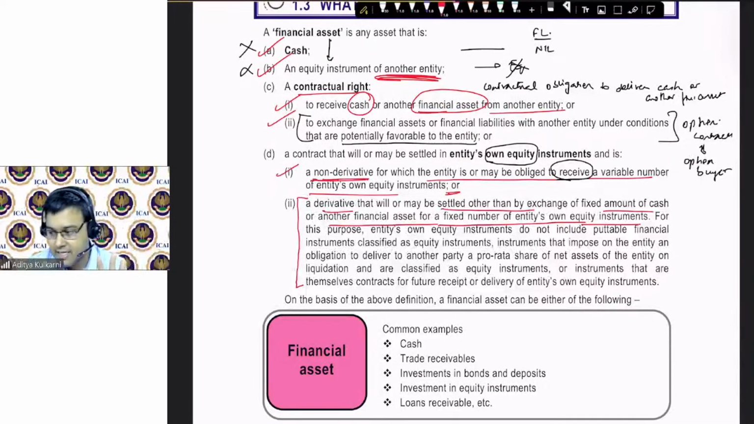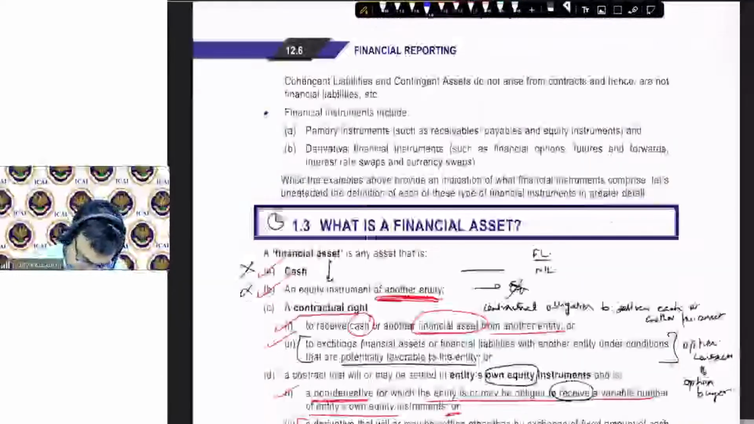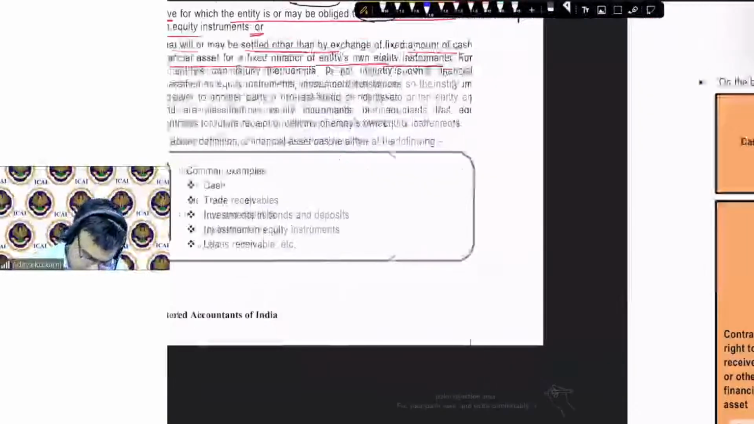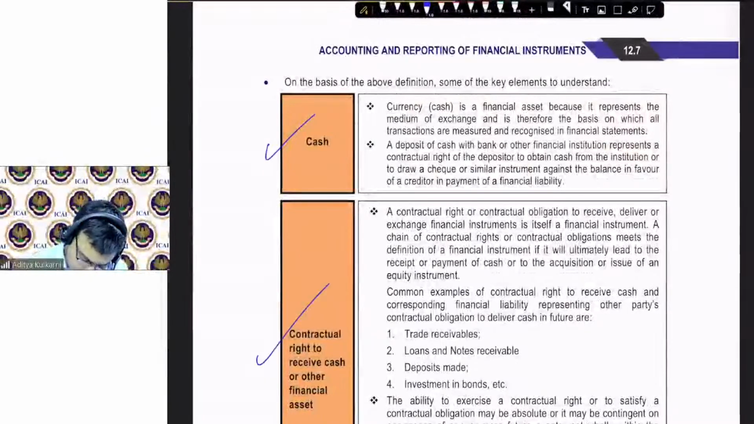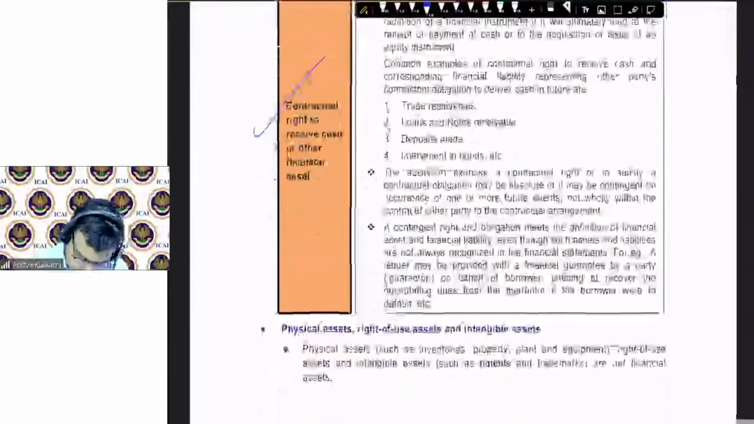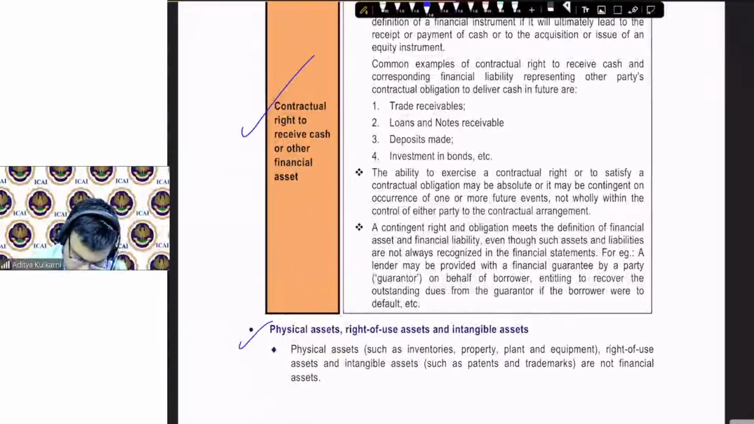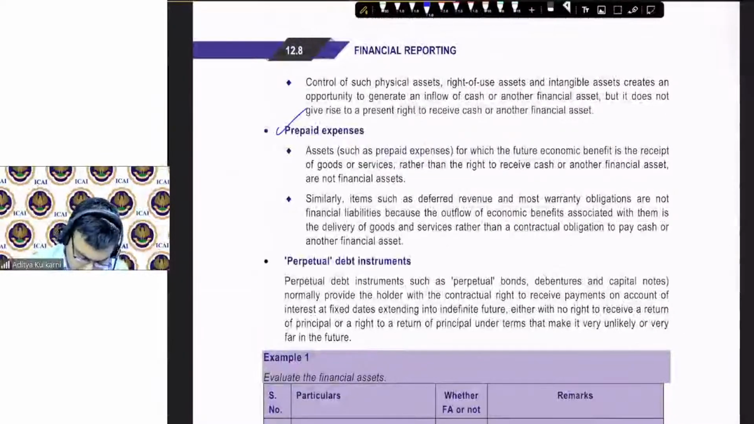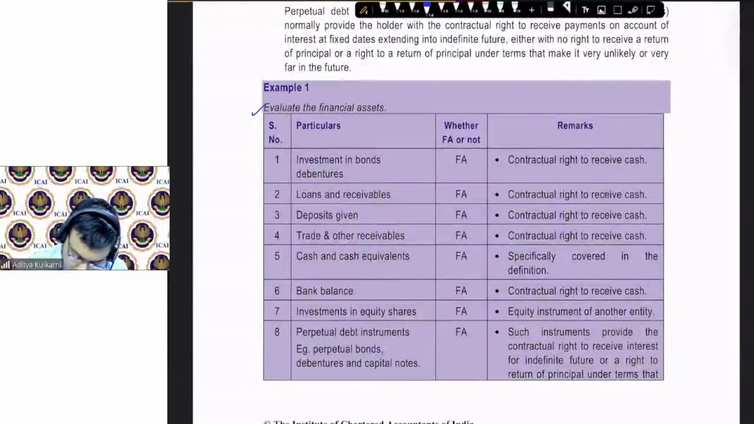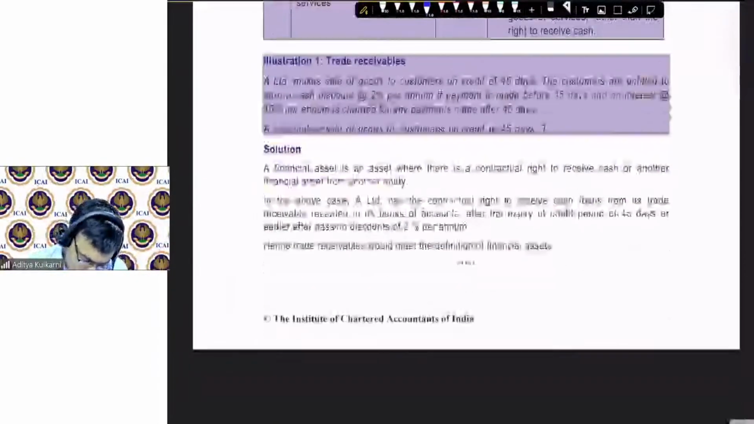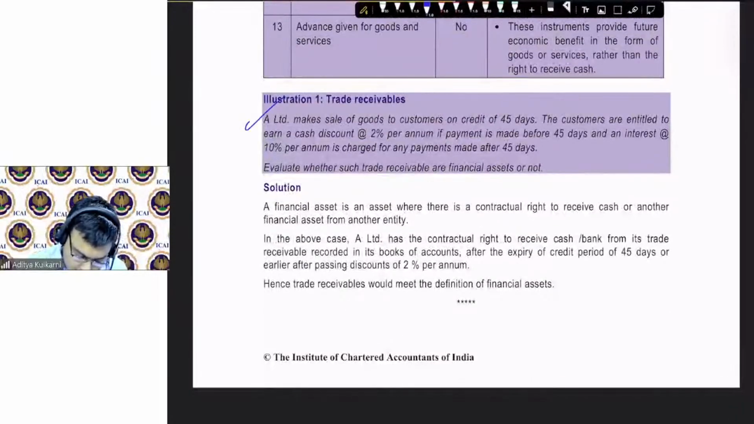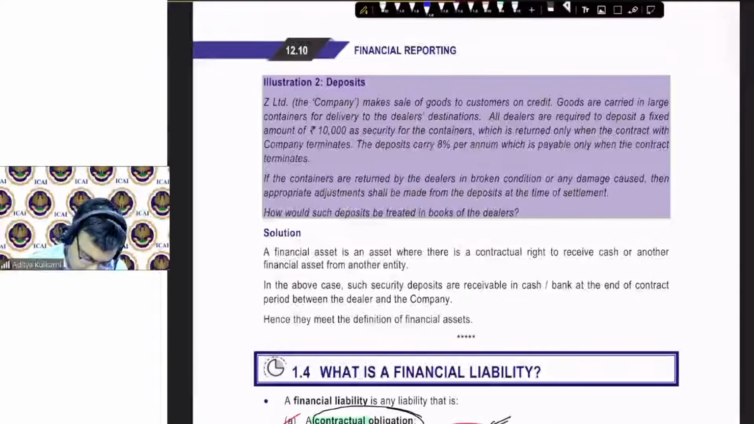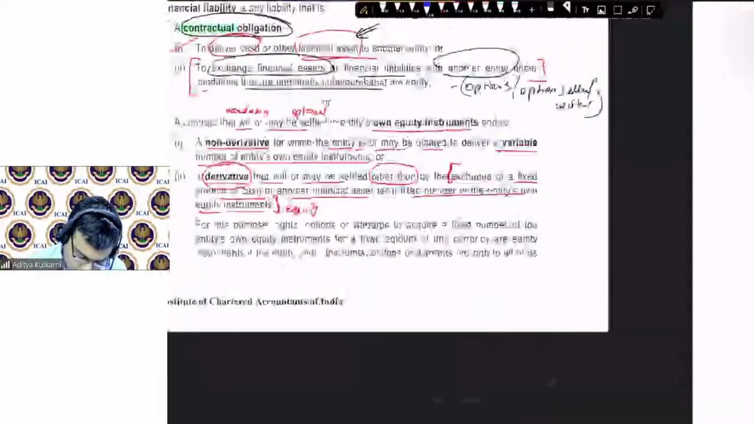What is left is D2 introduction. I want you to look at these examples. We have discussed most of them. Cash, contractual right, I need you to look at that. I need you to read physical assets, prepaid, perpetual debt. I have discussed irredeemable debt. I want you to look at example 1, illustration 1, and illustration 2.